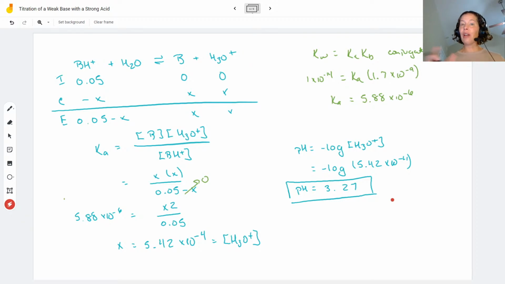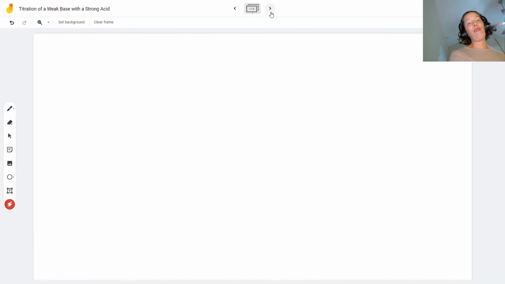But once you have one of those is weak, your pH is not going to end up at 7. Okay. That is part C. We've got one more part to do. Okay, good. I still have one more blank page.